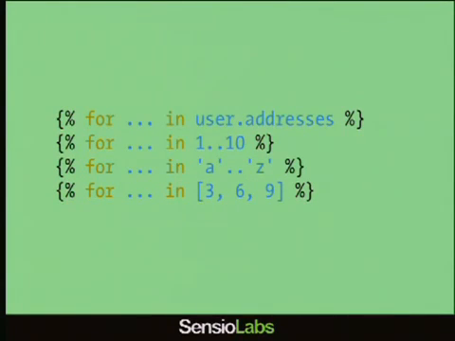Actually, after in, you can have any expression, right? We've talked about expressions before. So here you can put any valid expression. So here we have all the addresses for the user. Here we have a range from 1 to 10. So this is the equivalent of saying I want to iterate over 1, 2, 3, 4, 5, 6, up to 10. You can do the same with letters, A to Z, or you can have an array or whatever combination, whatever you want. Any valid expression can be used after the in statement.